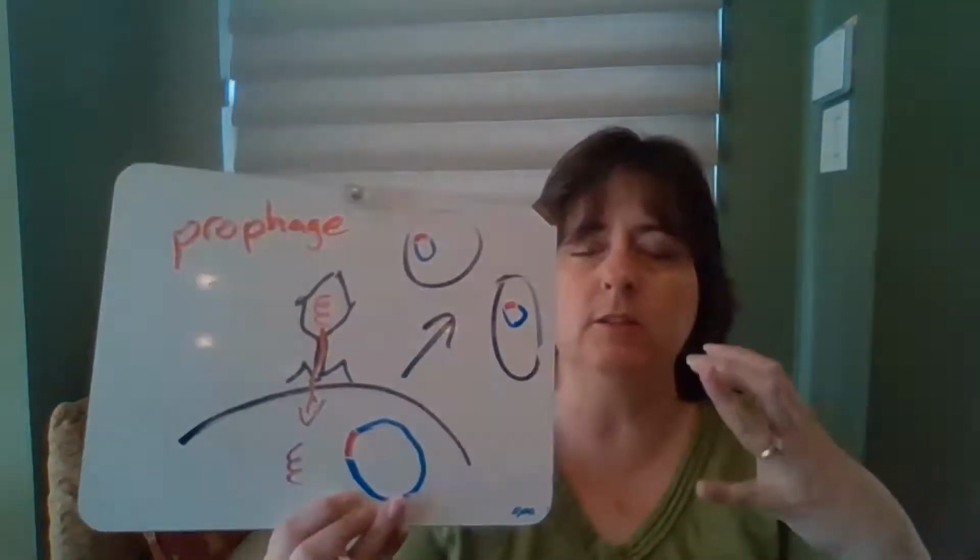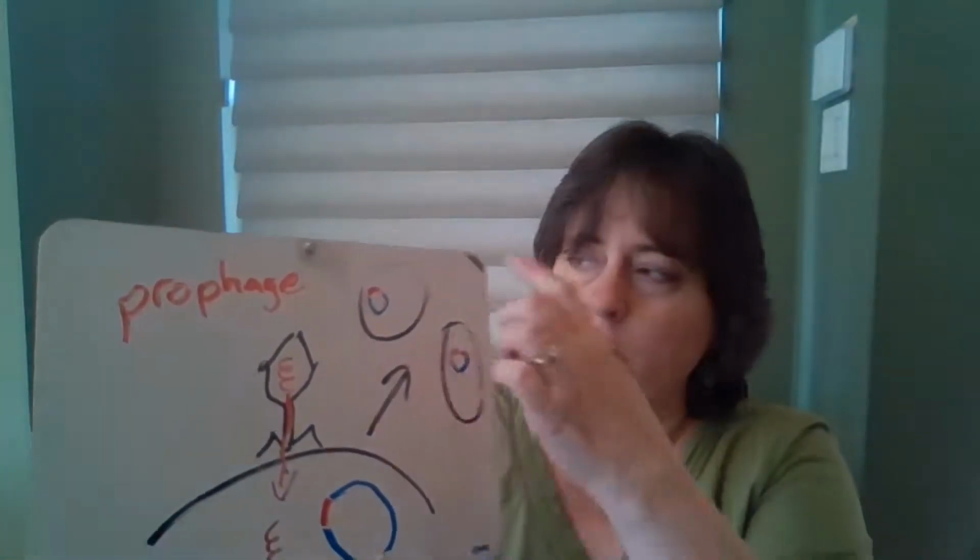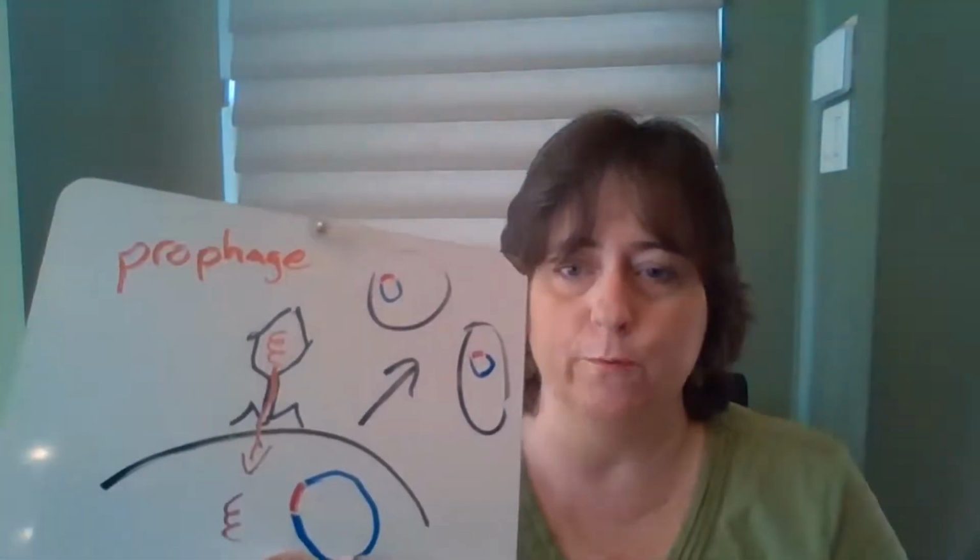When the virus, remember we've defined virus, we've defined virion. A virion is an infectious virus outside of the host. When viral nucleic acid, it has to be DNA to integrate, is integrated into a host chromosome, we now refer to that as a prophage.